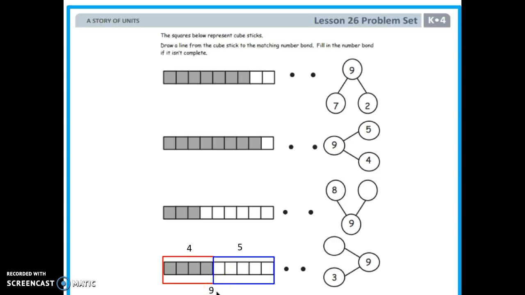So now what you're going to be doing is looking over here at these tricky number bonds. And you're going to find which one of these 4 number bonds over here matches 4 and 5 makes 9. See if you can look for a few minutes and see if you can find the number bond that matches. 9 is 5 and 4. I'll wait here while you're looking.